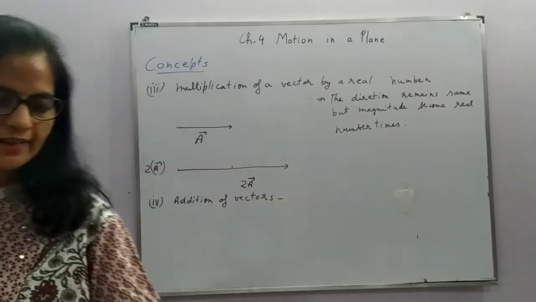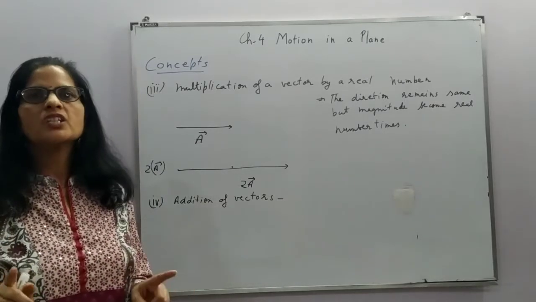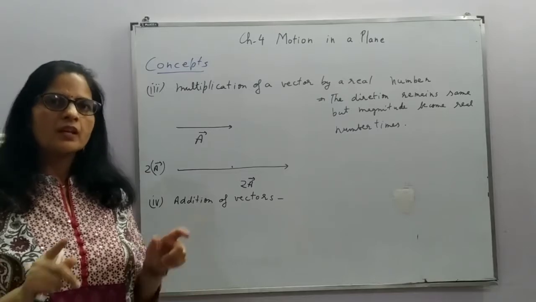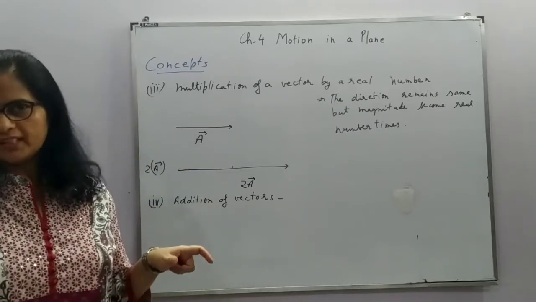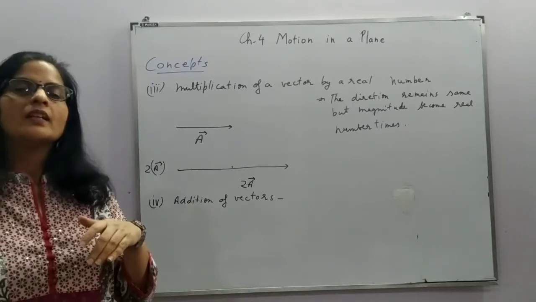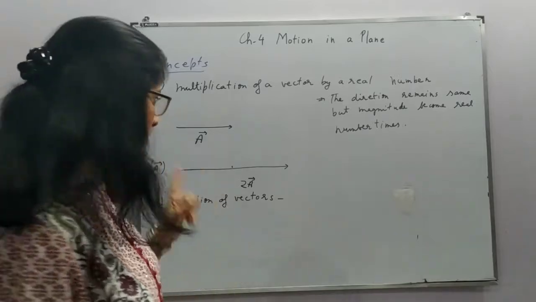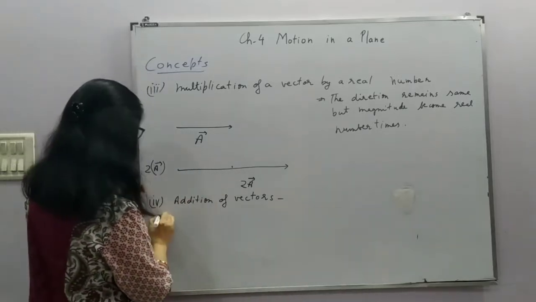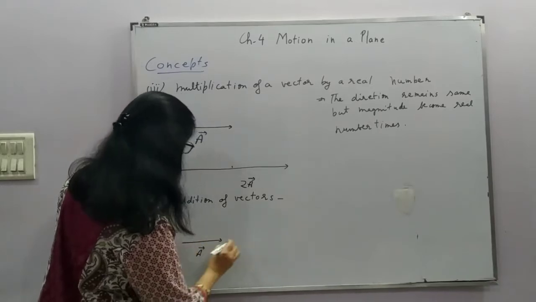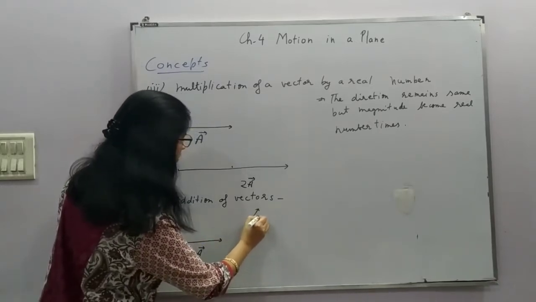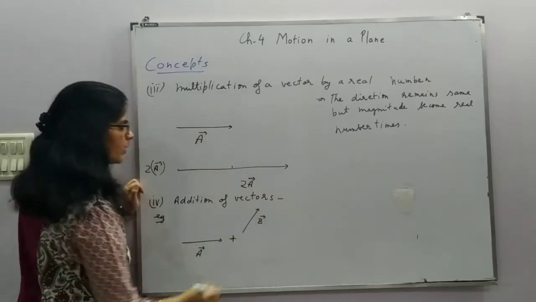Now for addition of vectors, we have to remember one concept. For addition, whatever vectors are given, we attach the head of the first vector with the tail of the next. Similarly, the head of the second vector with the tail of the third, and so on. Suppose we are adding two vectors A and B. This is A vector and this is suppose B vector. I have to add these two.